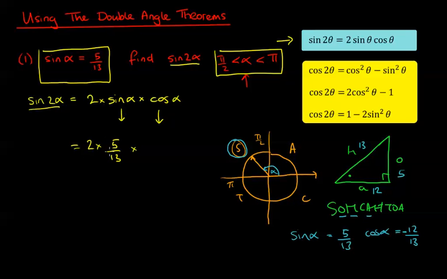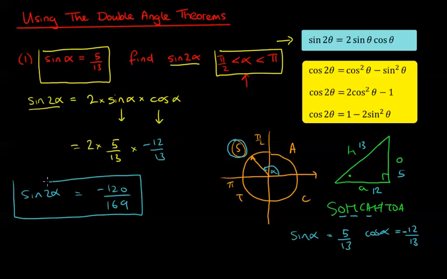So going back to this, we're going to do 2 times 5/13, which is sine alpha, times minus 12/13. So it's 2 times 5 times minus 12. We're just multiplying a bunch of fractions and a whole number together. 2 times 5 is 10, times minus 12 is minus 120, and over 13 times 13 is 169. There you go, that is sine 2 alpha, that's what it's got to be. Job done. Right, next one.